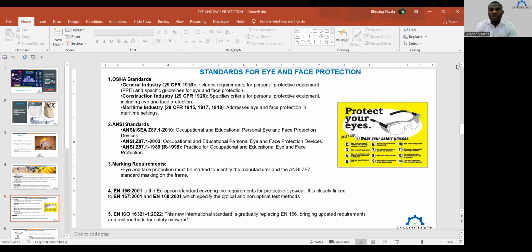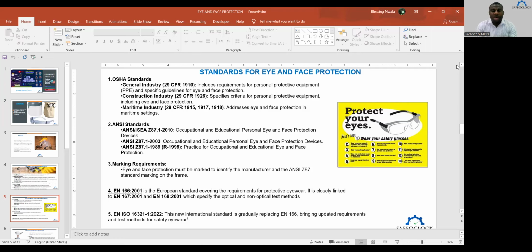So the standards for face protection devices, occupational and educational personal eye and face protection devices, ANSI Z87.1-2003. Okay, then for marking requirements, ANSI Z87 is the standard that is responsible for ensuring that every face and eye protection produced or designed by the manufacturer is properly marked and identified.